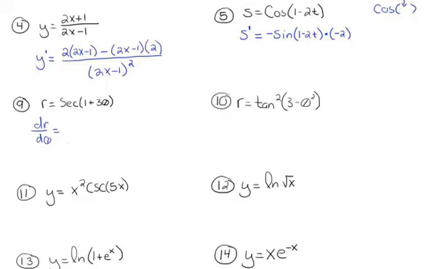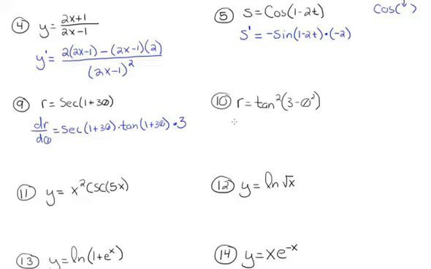The derivative of secant of something is secant of that same thing times tangent of the same thing. So the derivative of secant of x is secant x tangent x. The derivative of secant of 1 plus 3 theta is, as you can see it, secant times tangent. But that's just secant. Now I need to take the derivative of the inside function, which is 3. Number 10 is very similar to that.